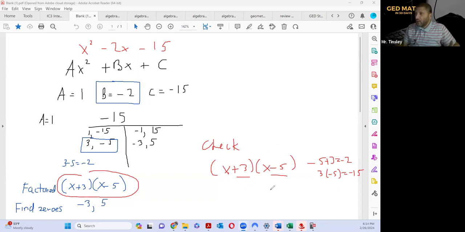Okay. So now watch this. I'm going to use this as my coefficient for my middle term. X squared minus 2x. This term, this is where I got the coefficient of the middle term. -15.